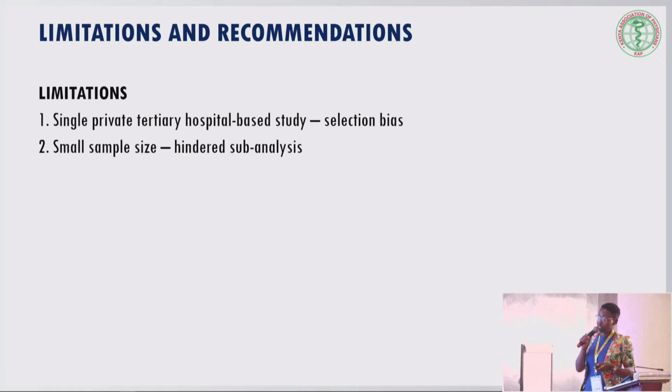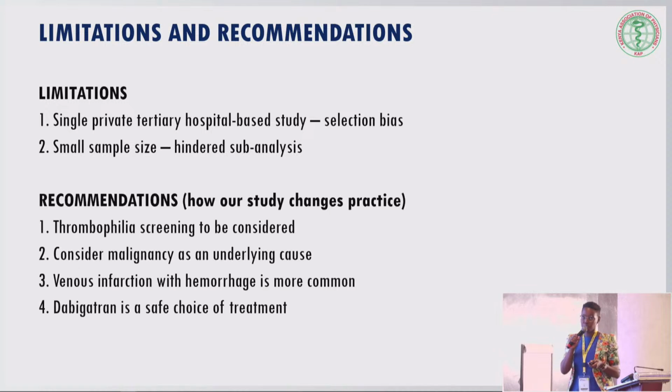Limitations was that this was a single private tertiary hospital-based study, and this offered selection biases. We also were unable to do sub-analysis because we had a small sample size. We recommend that you screen your patients for thrombophilias, look for malignancies as an underlying cause. Hemorrhage can be a CVST, please look for it, and you can safely use dabigatran and your other DOACs.